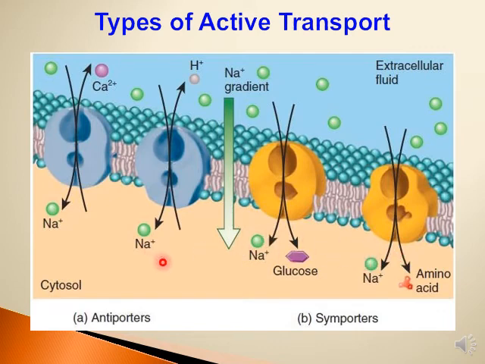Here we can see on the left side of the slide, we have the transport of hydrogen from the interior of the cell to the exterior, while sodium is transported down its gradient. These 2 ions are transported against each other. So this is an antiport system or counter-transport system. The same applies for this antiporter, which is the sodium-calcium antiporter.